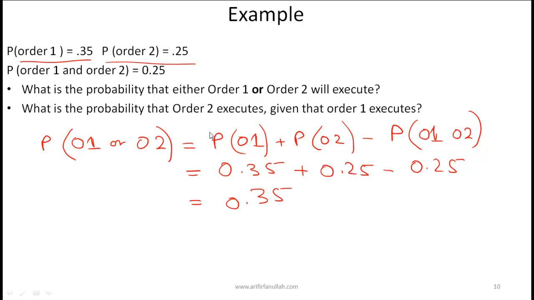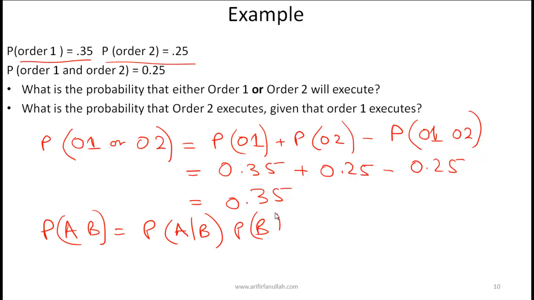0.35. What is the probability that order 2 executes given that order 1 executes? So here we can use that formula: probability of AB is equal to probability of A given B times probability of B, and we are trying to find the probability that order 2 executes given that order 1 executes. So let's say that A is order 2 and B is order 1.